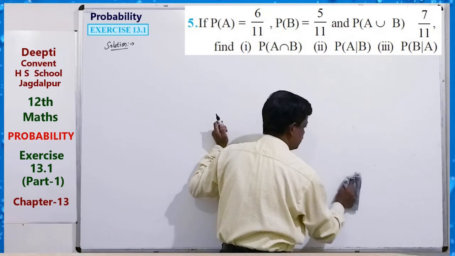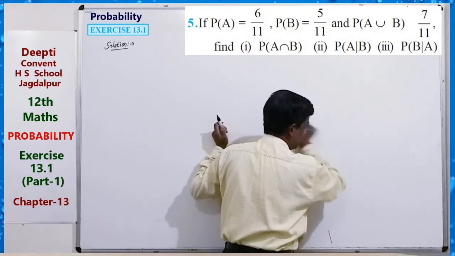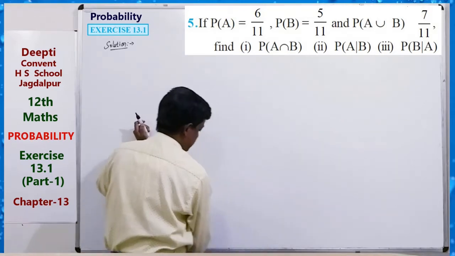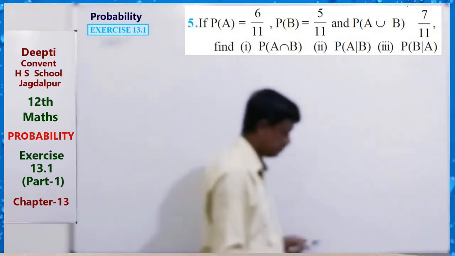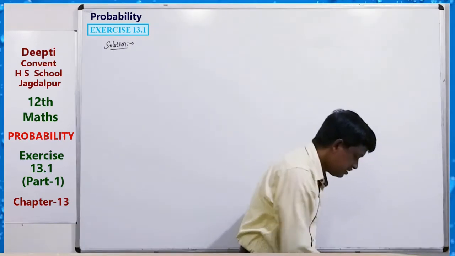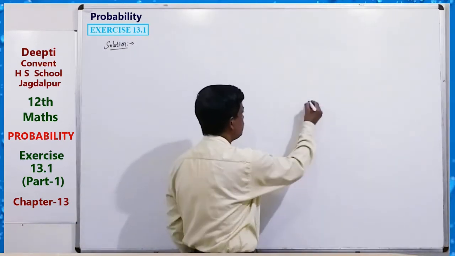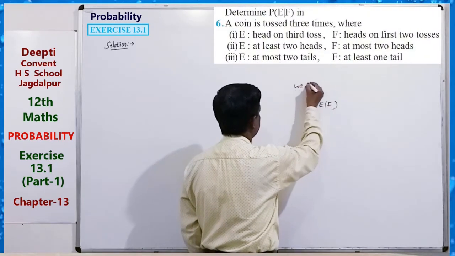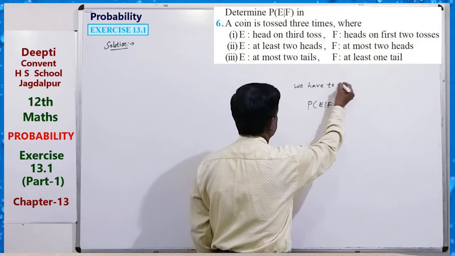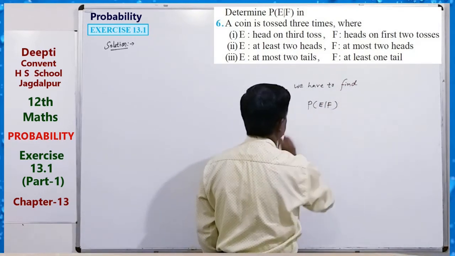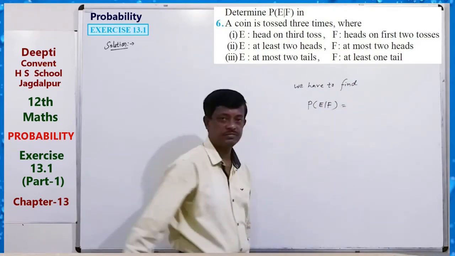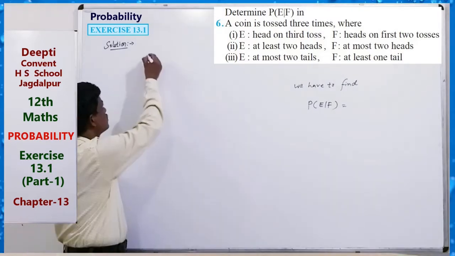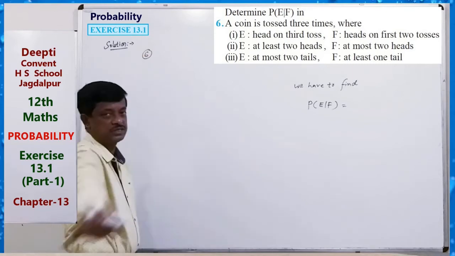Just you have to write them in set theoretical notation. Okay, first question 6, we have to find P(E|F), the same for all the questions 6 to 9.